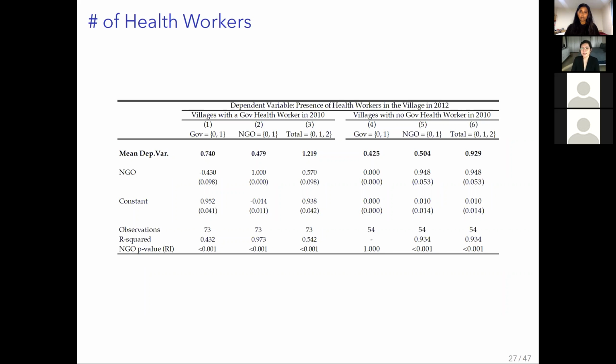In columns 4 to 6, we look at the villages that have no health worker from the government to begin with. Column 4 says when the NGO enters a village with no government health worker, there continues to be no government health worker. Column 5 says that when the NGO enters a village without a government health worker, it again hires 1 worker in every village for the NGO. Column 6 also says it's just the sum of the 2 columns like before. Okay.